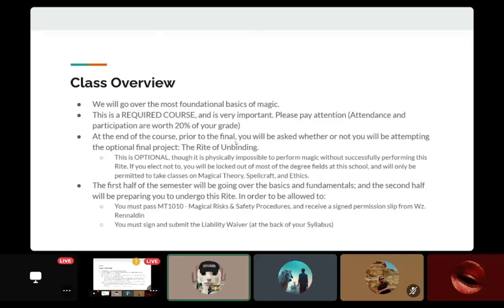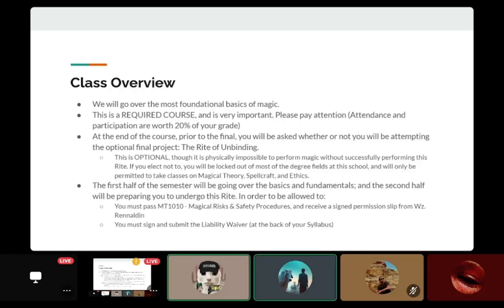At the end of the course, prior to the final, you will all be asked whether or not you will be participating in the final project, the rite of unbinding. This is a very well-known rite. It is physically required for you to be capable of performing any magic. So this class will be going mostly over theory, precautions, procedures, and preparing you for this rite, so that you may be able to begin your career as a wizard or spellcraftician or something of the sort. That rite is optional due to its immense danger to your body, soul, and metaphysical self, though it is physically impossible to perform magic without it.